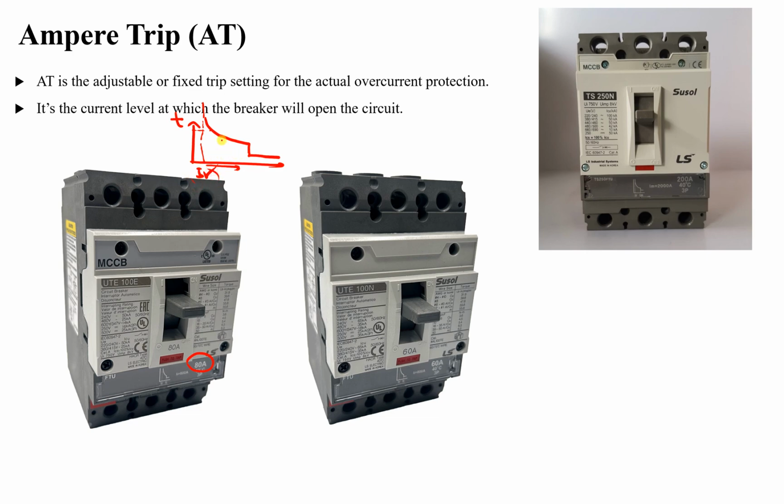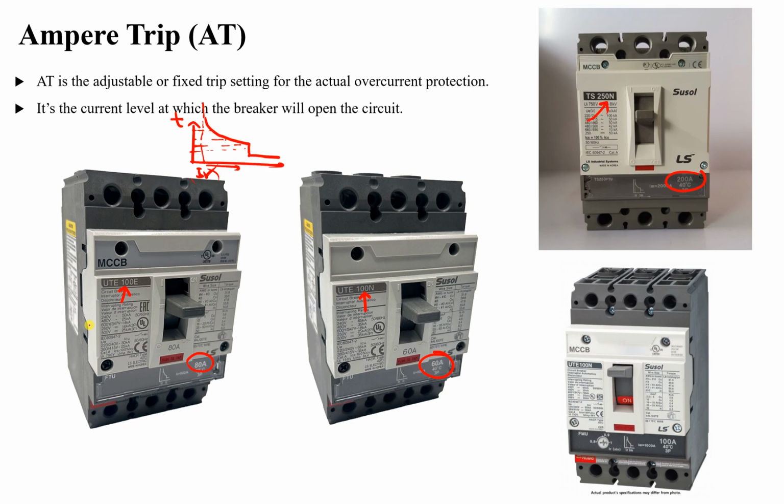So as the current increases, you can see that the time taken to open the circuit breaker will start to decrease until we reach the short circuit position. Here this one is 60 amperes, this one 200 amperes, and for the 100 ampere frame, this one 250 ampere frame. I obtained this from the catalog of the company itself. This is another one, here 100 ampere frame, and you can see it operates at 100 amperes.